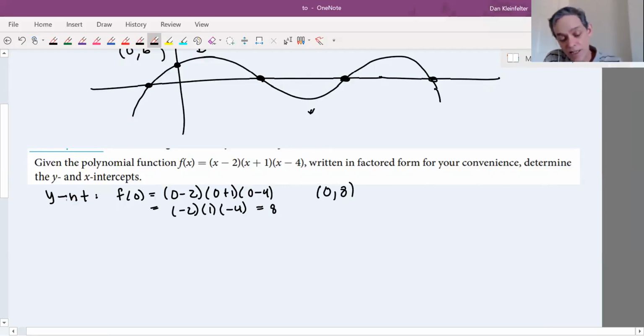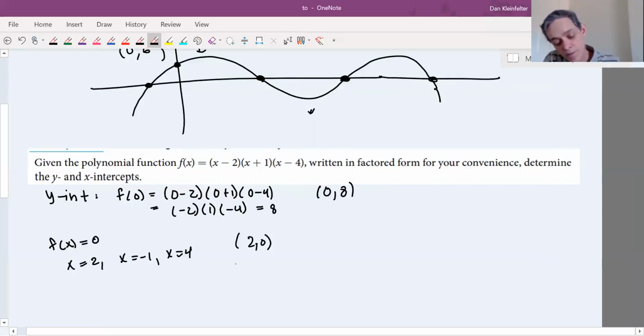For the x-intercept, that's where we get outputs of 0. So the polynomial here is going to end up equaling 0 if one of the factors is 0. That will occur if x is 2, negative 1, or 4. So at x equal 2, x equal negative 1, or x equal 4. So there's 3 points, 2, 0, negative 1, 0, and 4, 0 will all be x-intercepts.